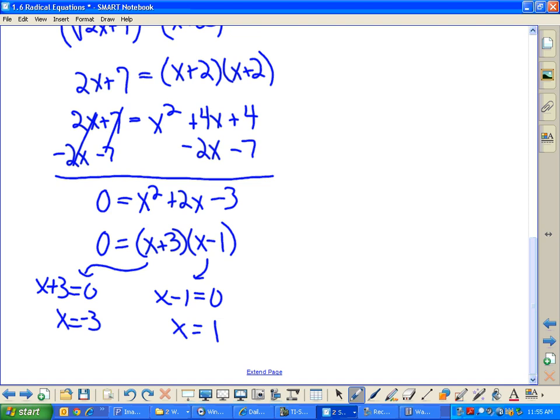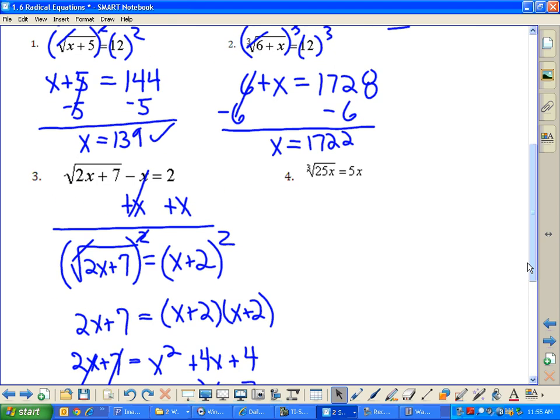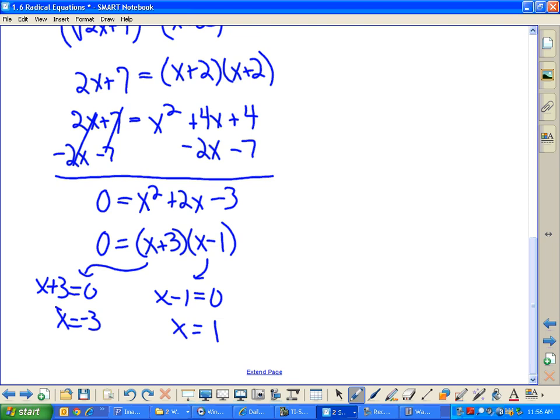Okay, so now what we're going to do is check our answers by plugging them into the original equation. So I'm going to check negative 3. Negative 3 times 2 is negative 6. Plus 7 is 1. The square root of 1, that's just 1. So this evaluates to 1. Minus a negative 3, because that's the value of x we're checking, that's 4. 4 does not equal 2. So the x value of negative 3 is garbage. It's an extraneous solution that the algebra forced out that doesn't work when you plug it back into the original.